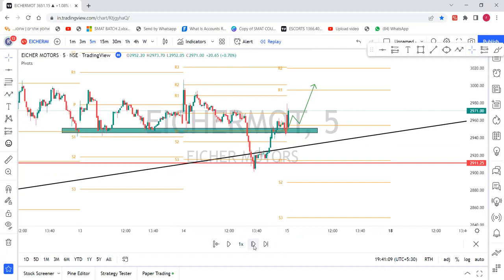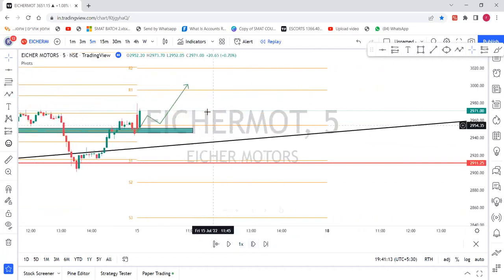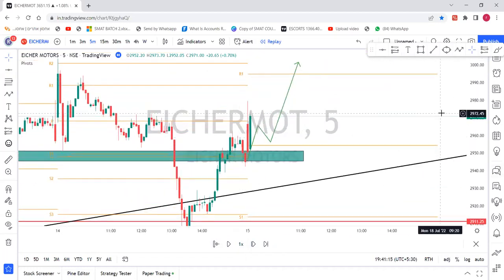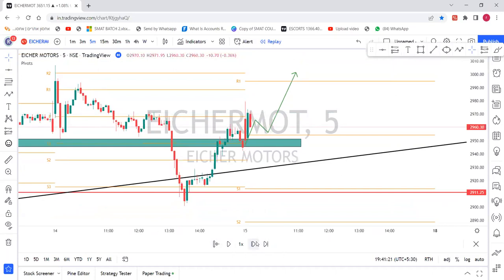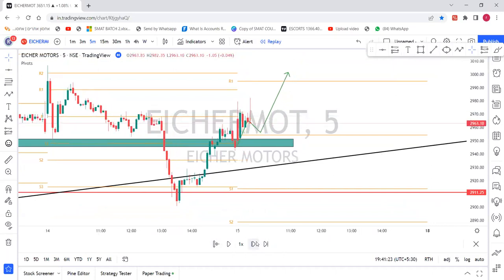Okay, the market's first candle is a bearish candle. If you can see, let me zoom in for you. Okay, so no plan as of now. We need the closing of one candle towards the upside. Not yet, not yet.